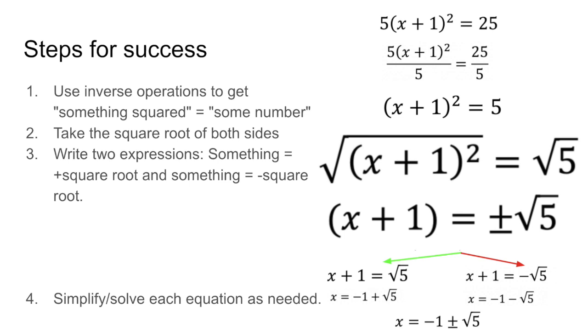If you want to be super fancy, you could rewrite it as x equals negative 1 plus or minus the square root of 5. I like to write it like that. You can write it either way.